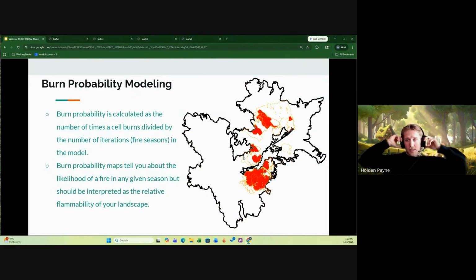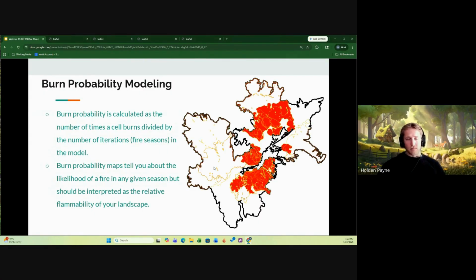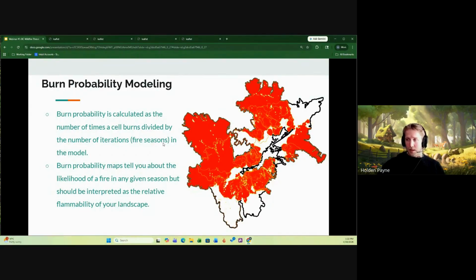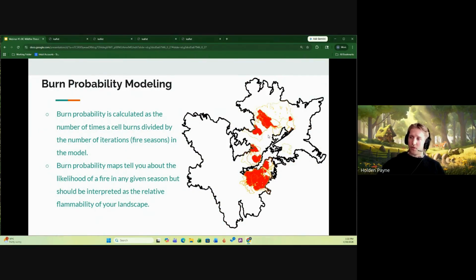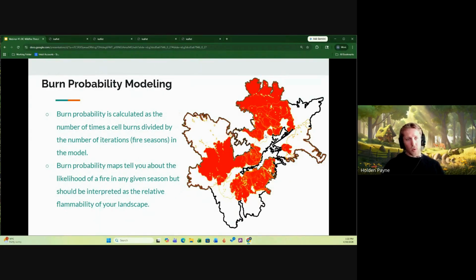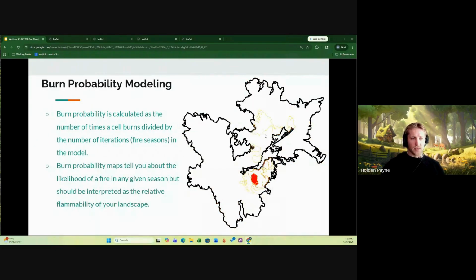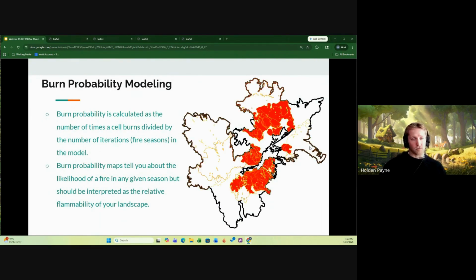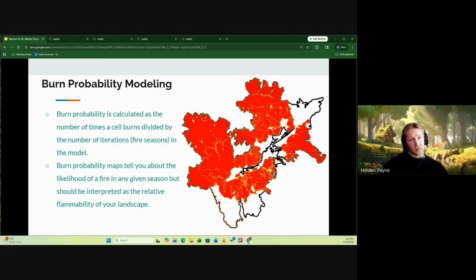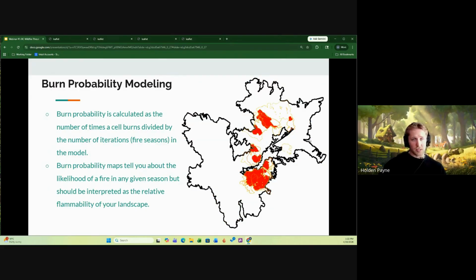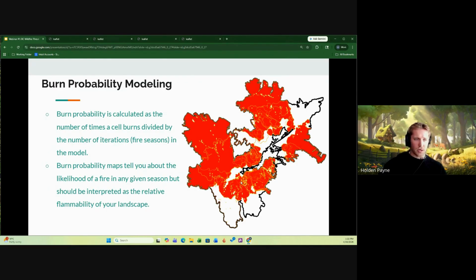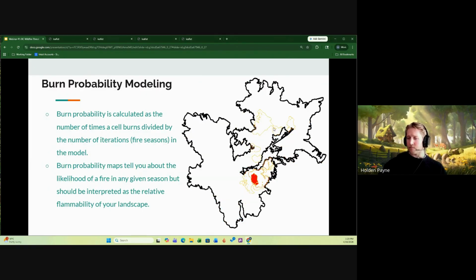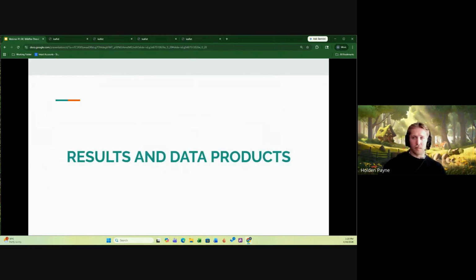And burn probability maps can tell you about the likelihood of a fire in any given season, but should be a relative value. And essentially what they're doing is just adding up these perimeters. If you look at that nice little graphic on the right, those are just individual fire perimeters. And as more and more fires grow on top of them, we can see that certain areas have a higher likelihood of experiencing fire. That doesn't necessarily mean fires are always starting there, but it means they could start somewhere else and spread there, or they could start in that area and spread elsewhere. A high burn probability value in this area would be where there are a lot of added fires on top of it. And now that we have the background out of the way, we can go straight into the results.